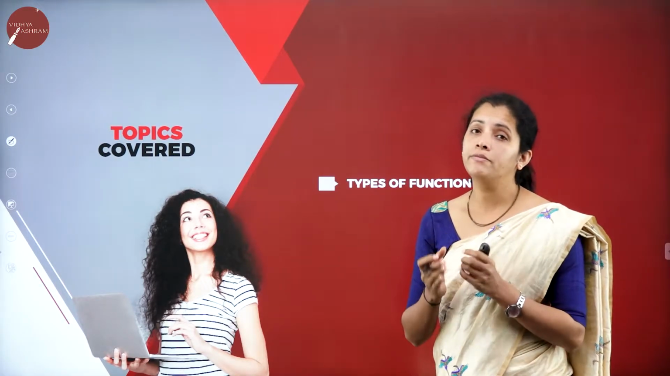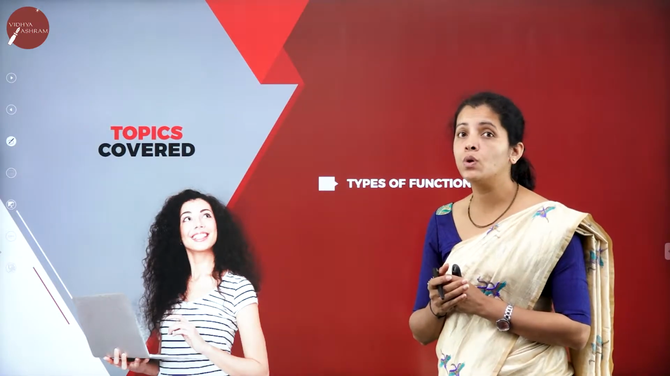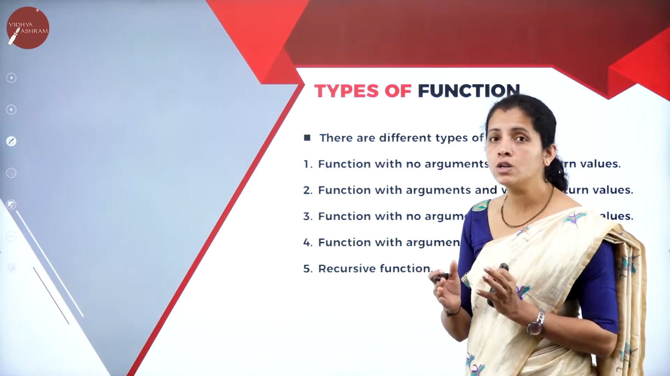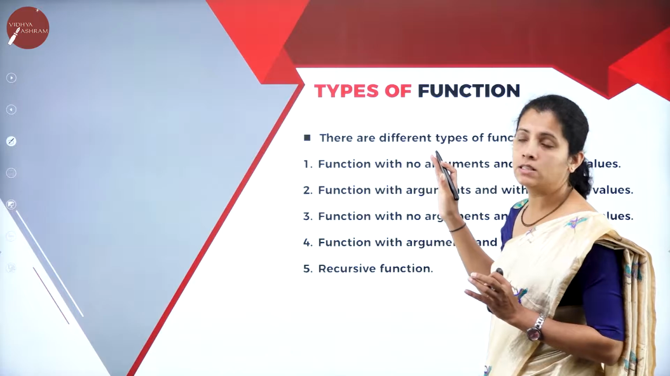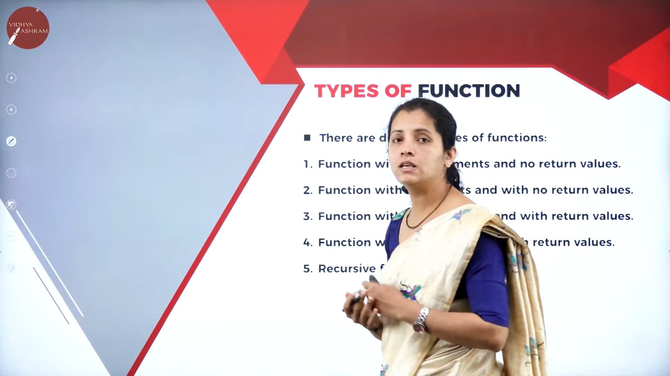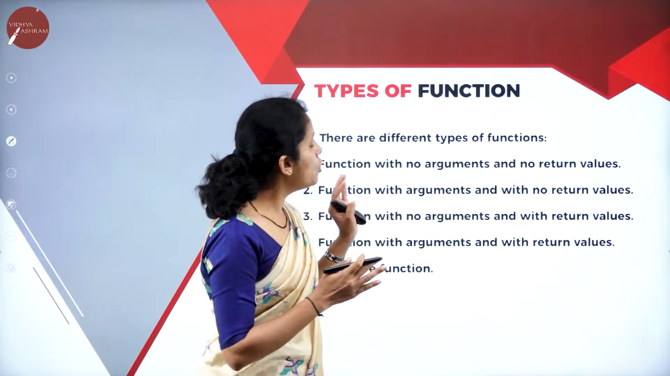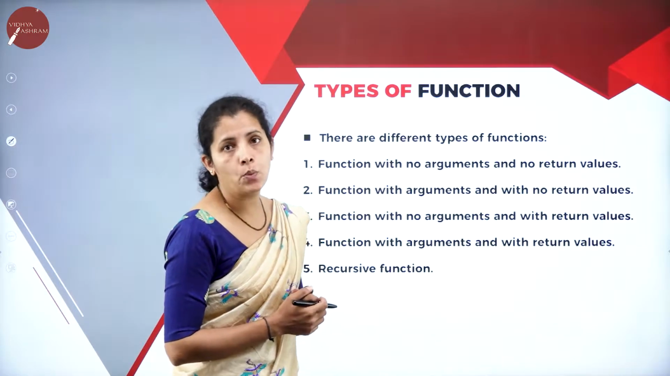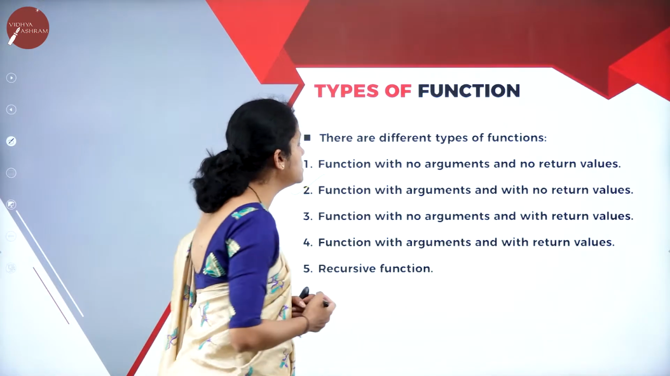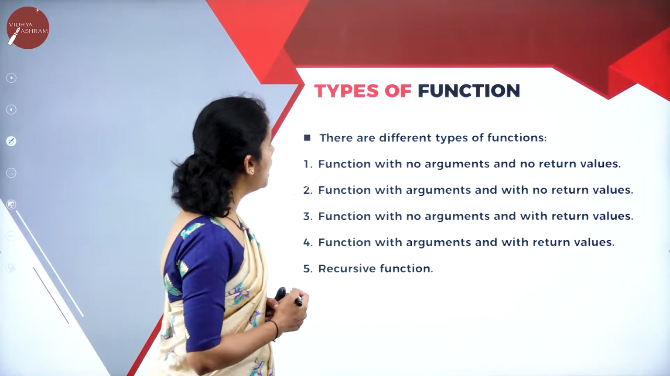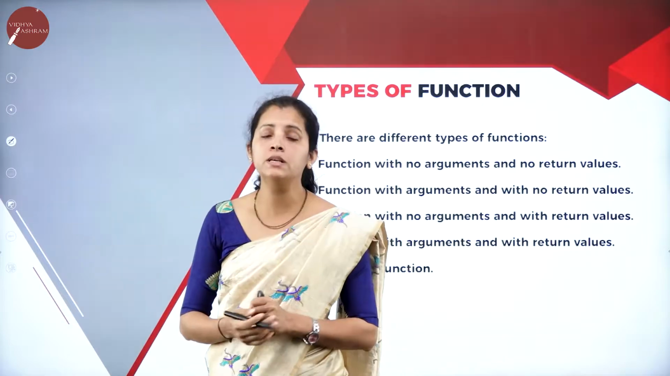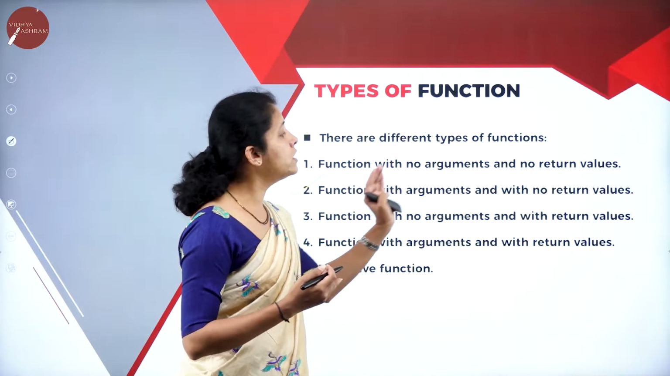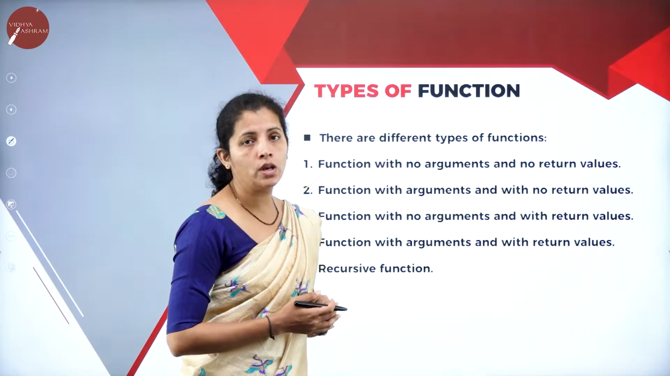Here, user-defined functions are classified into 5 different types. At the beginning, I'm going to have function with no arguments and no return type. That means the function is not going to receive any argument, and it's not going to return any values. Then the second type is function with arguments and no return type. That means functions are able to receive the argument, but it does not return any value to the calling function.